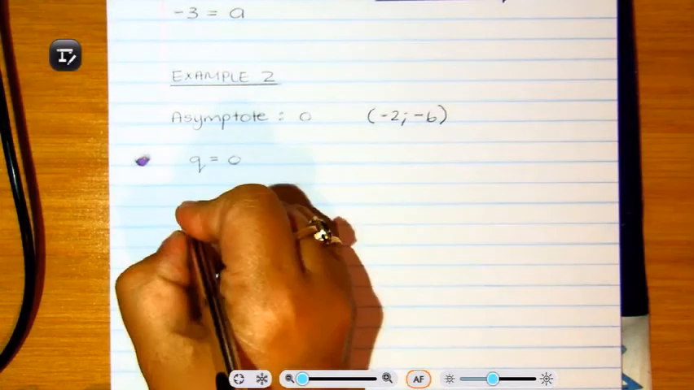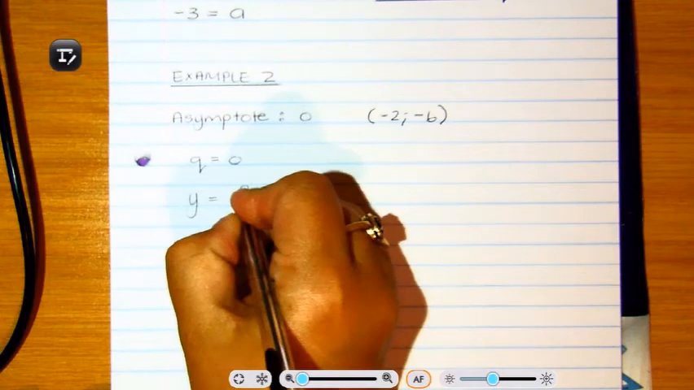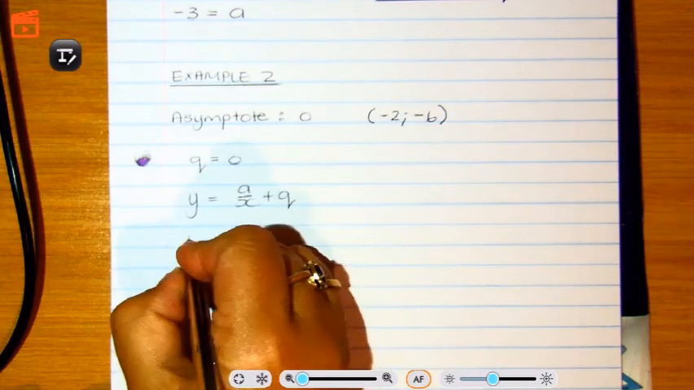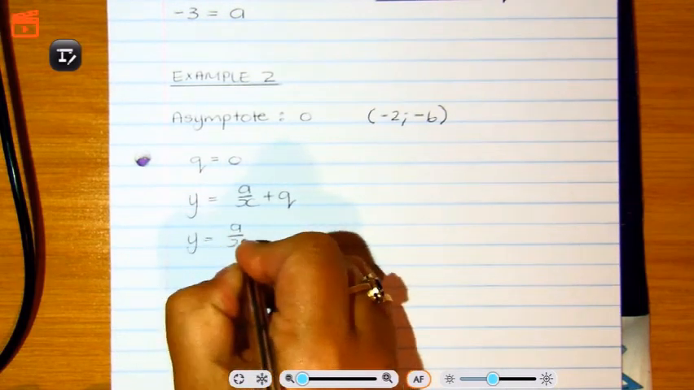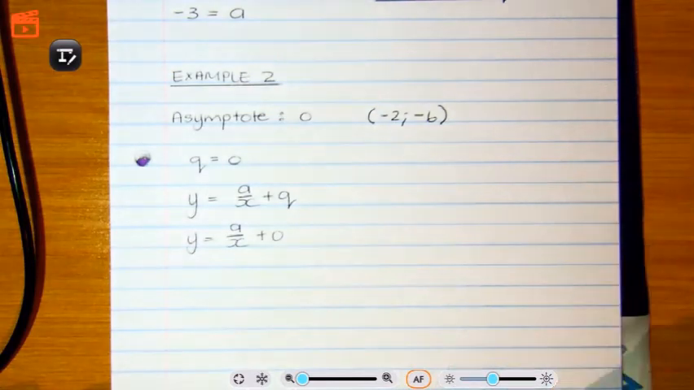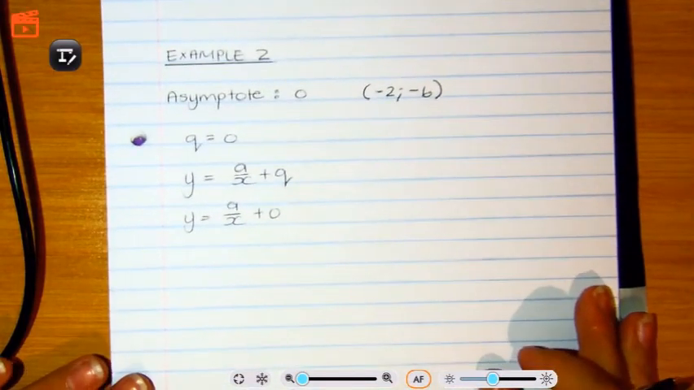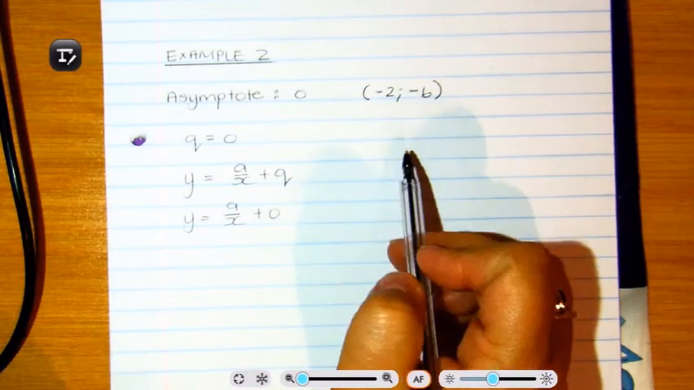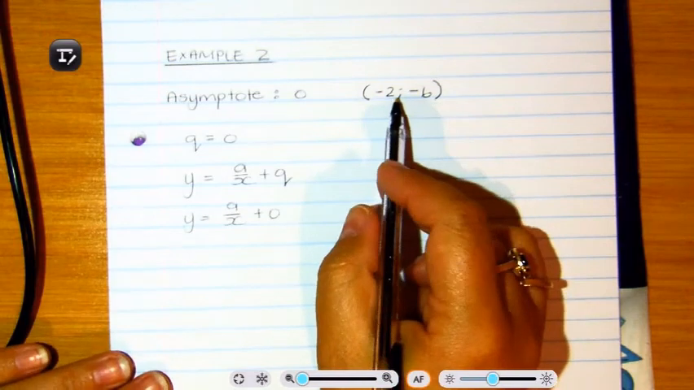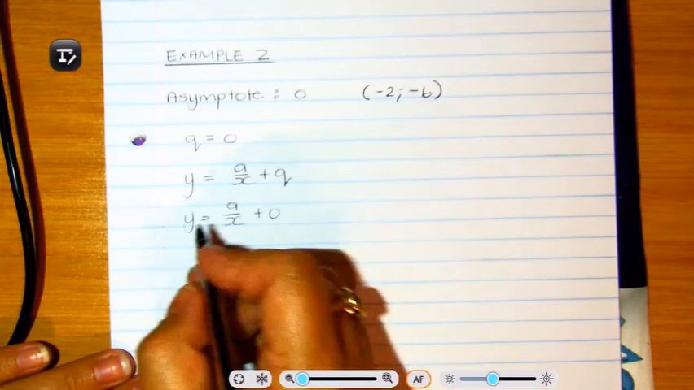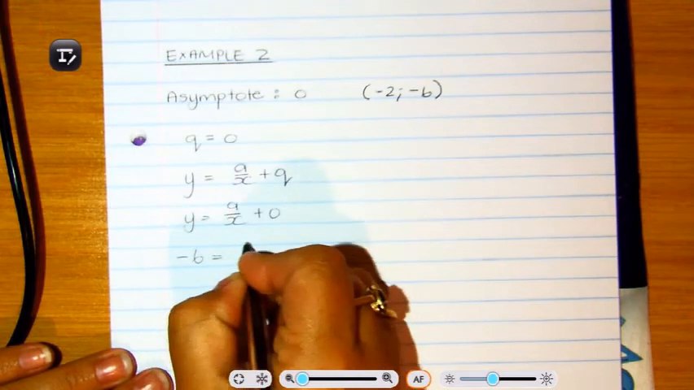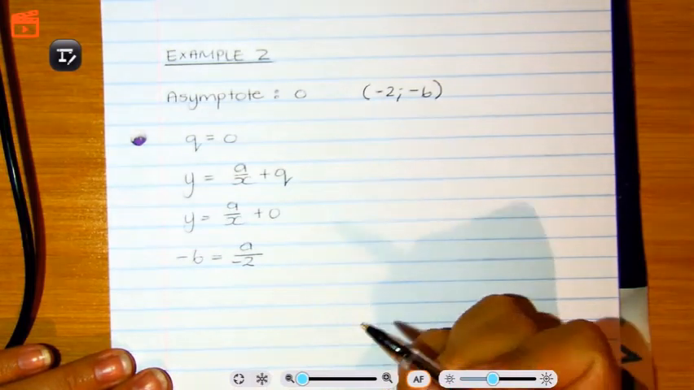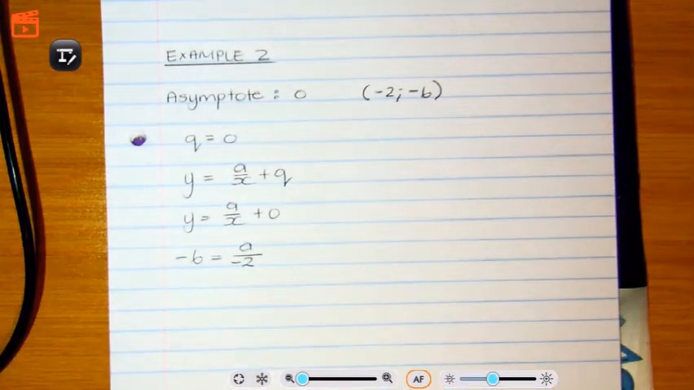So I'm going to write the standard form, y is equal to a over x plus q. I'm going to replace my q with 0. And from there, I'm going to leave the 0 because I don't need to add it. But what I'm going to do now is find the value of a, so I'm going to substitute in this coordinate, the x value and the y value. So instead of y, I'm going to put negative 6 is equal to a, which is what I'm trying to find, over x, which is negative 2 plus 0. I don't need to put the 0. So now I've got a divided by negative 2.